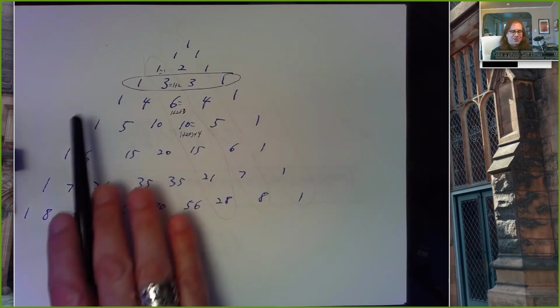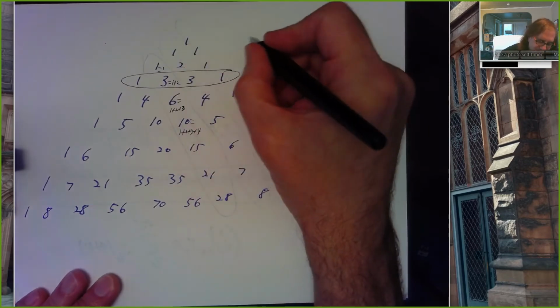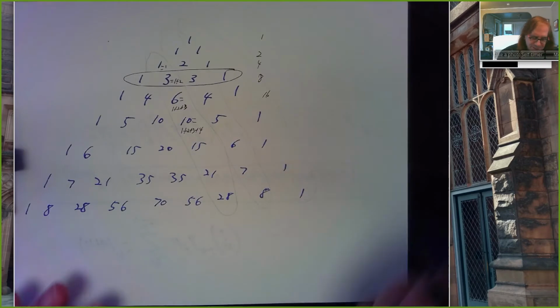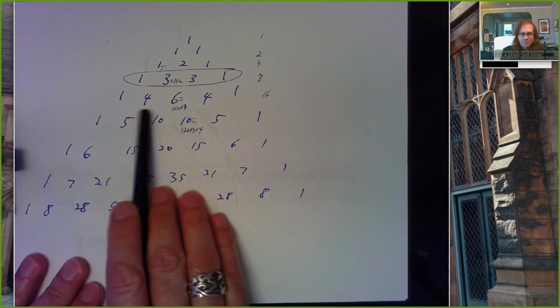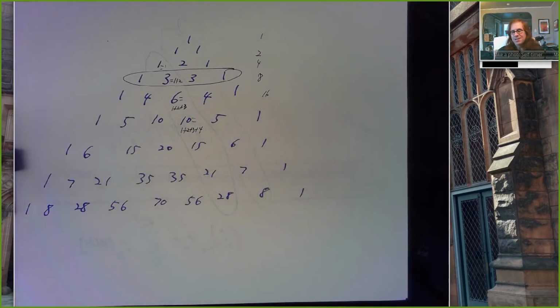So what do you get if you add across each row? You get 2 to the n, right? This is 1, this is 2, this is 4, this is 8, this is 16. And that's just another observation of this fact we stated a while ago, that if you add up the number of r combinations of n objects as r goes from 0 to n, you get 2 to the n. So you can add up each row, get a power of 2. That's kind of cool, right?